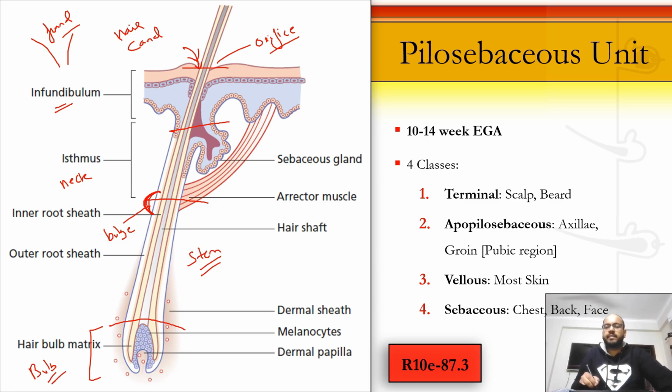Clear? It is seen in about 10 to 14 weeks embryonic gestational age. There are four classes: terminal, like on scalp and beard; apopilosebaceous, like in axilla or groin, which develop during puberty. Most other hair are vellus, and sebaceous on the seborrheic areas. Clear? Let's move forward.